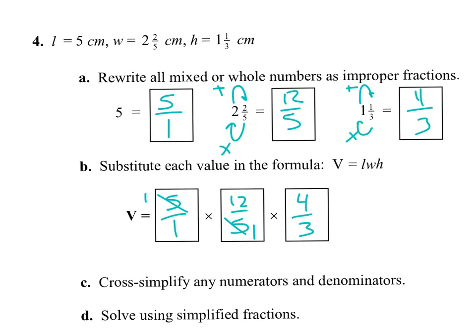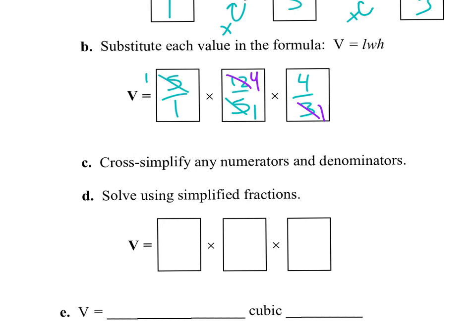So can I cross cancel them? Let's see here. 1 and 4, can I cross cancel there? Nope. What's the greatest common factor of 1 and 4? 1, so you can't reduce it. What's the greatest common factor of 3 and 12? The greatest common factor of 3 and 12 is 3. So 3 will go into 3 one time, and 3 will go into 12 4 times. All right? And then let's take a look at part D.